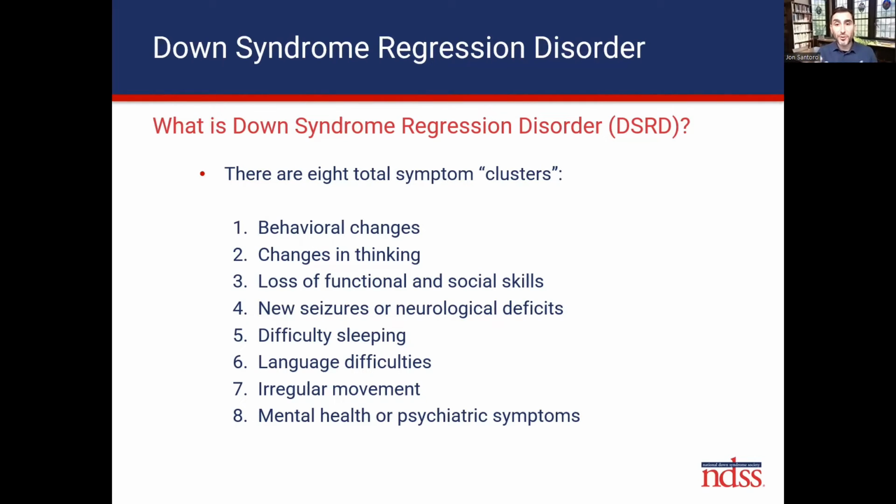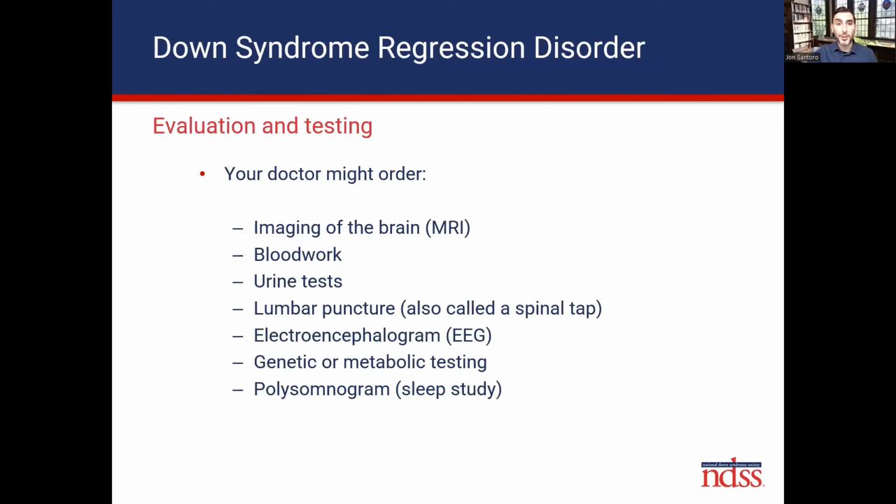Obviously, new seizures or focal neurologic deficits, meaning weakness, numbness, or being off balance. Those are always things to get evaluated for very quickly, if not immediately. Difficulty sleeping, language difficulties, and specifically a loss of language. Irregular movements, and the term that we use frequently with this is catatonia, or a stiffness of the muscles. And then obviously mental health or psychiatric symptoms. This can be anxiety, obsessive compulsive tendencies, or frank psychosis, hallucinations, things of that nature.